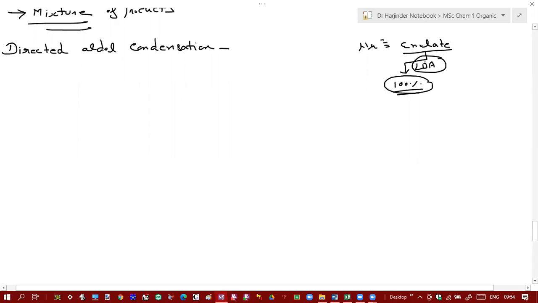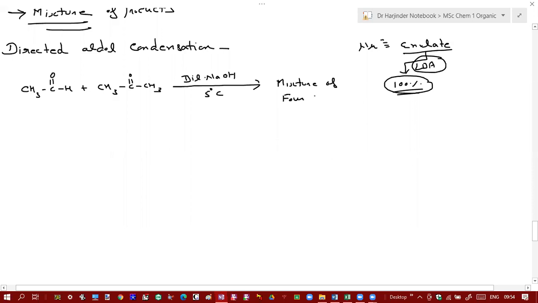So suppose you have acetaldehyde and acetone. If you do this reaction under normal conditions, that is by using dilute sodium hydroxide at 5 degrees centigrade, how many products will be formed? Four. You will get a mixture of 4 products. You can write those products by yourself.